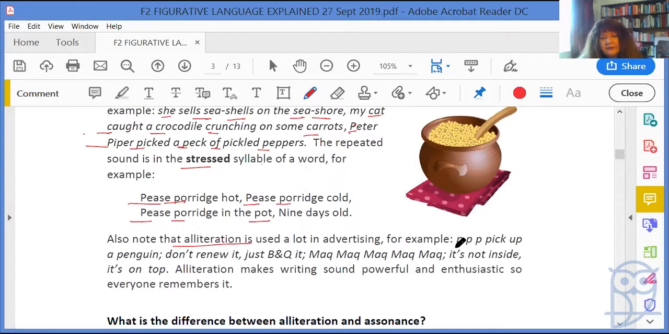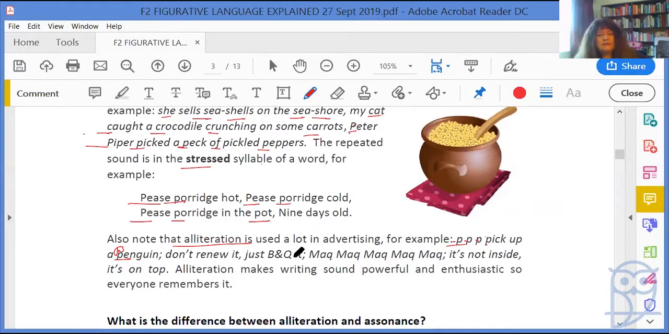For example, this one, pick up a penguin. A penguin was the name of some kind of chocolate biscuit. So that was their alliteration to make people remember. Pick up a penguin. Okay.